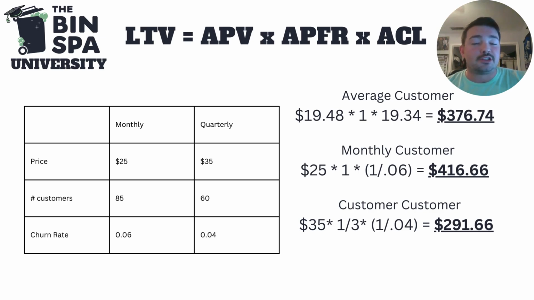The average in a month, it's $25, pretty straightforward, times one. Our APFR, our average purchase frequency rate, is just one because we're doing a month, and then times one divided by the churn rate. So pretty simple calculation. We don't need to do those fancy calculations for the averages. A monthly customer is worth $416.66 in revenue on average to us. Quarterly customer, do the same exact math. Quarterly customer is worth $291.66 in revenue. These aren't great numbers, but this is a made-up example. Right, so those are what the customers are worth to us in revenue.